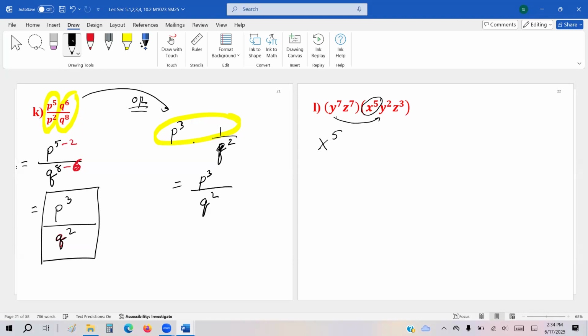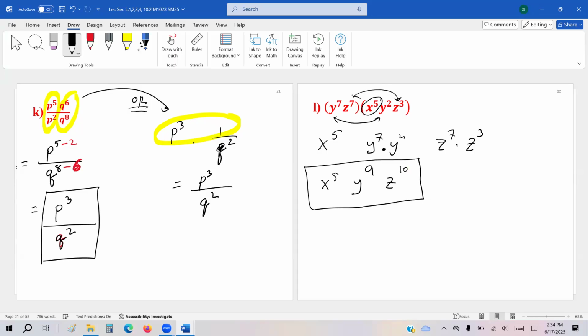Then we have two y's. So y to the 7 and y square. And then we have two z terms. So we have z to the 7 and z cubed. So x to the 5. How many y's we have? 9. And how many z's we have? 10. So exponent rules, when you have same base, you add the powers. Your idea is okay?